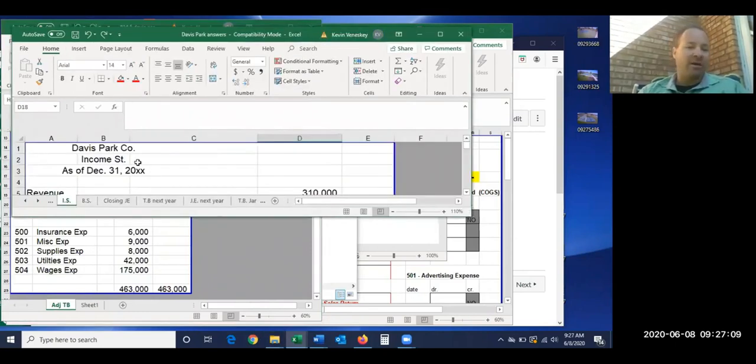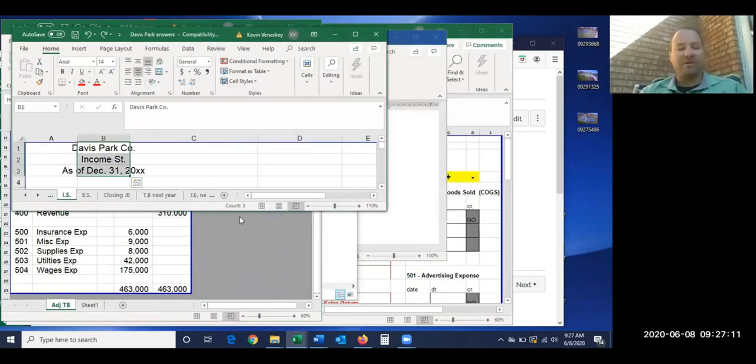And so here's my title, and all statements look like this. They have the company name up at the top, who it is that you're doing the financial statement for. Because if you're like a CPA office, you may have 50 different clients. And so if you just had the income statement, but you didn't know who it was, well, that's the reason we have this here. And then the second line is always telling what it is that you're working on. And then the final line is the date of that income statement.